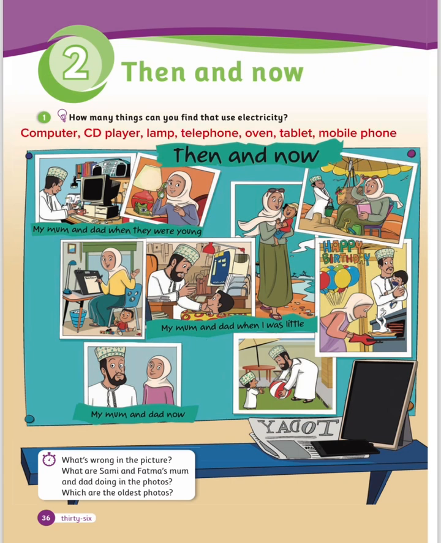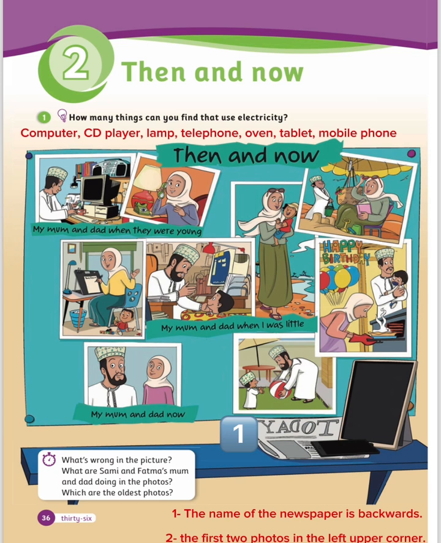Computer, CD player, lamp, telephone, oven, tablet, mobile phone. Now, let's look at the stopwatch and see the questions and try to answer them. Let's see the answers. Number 1. What's wrong in the picture? The name of the newspaper is Barkwords.